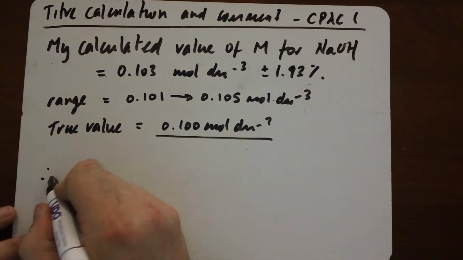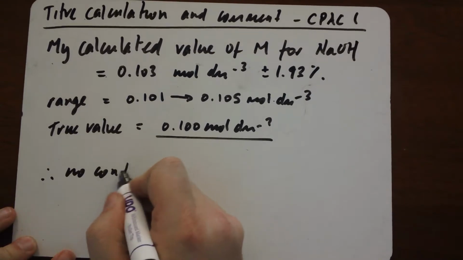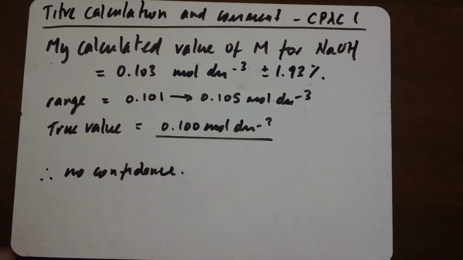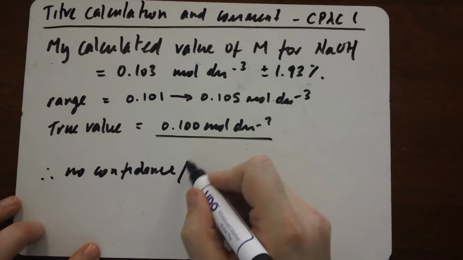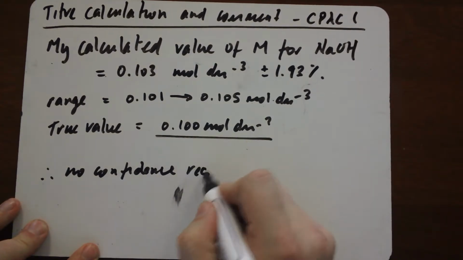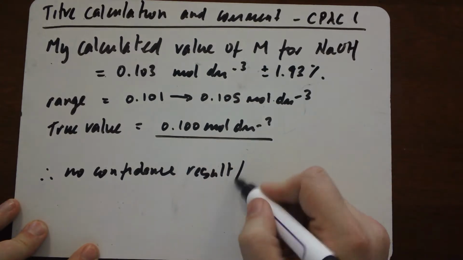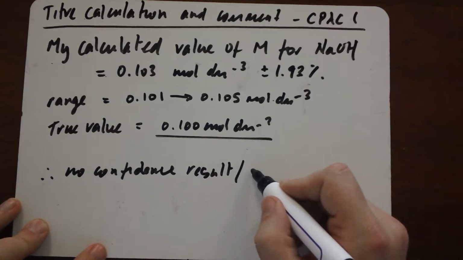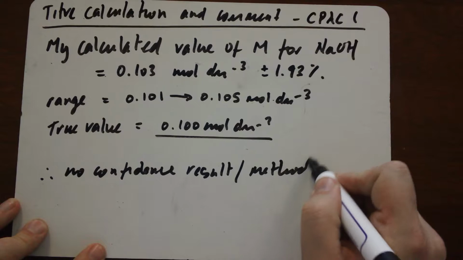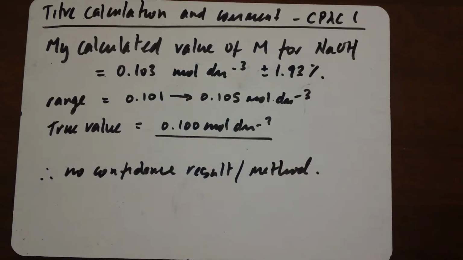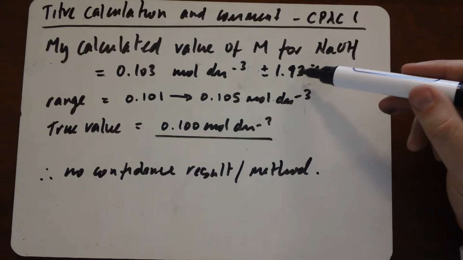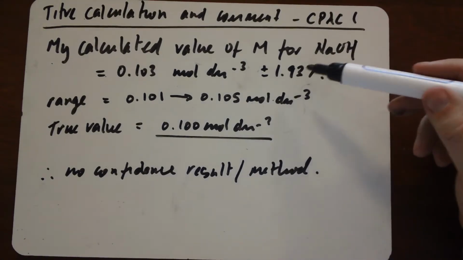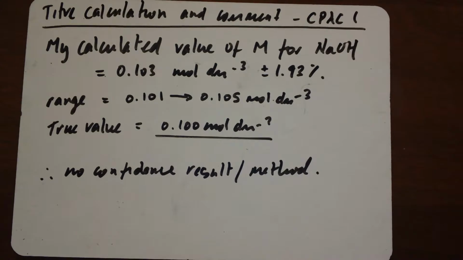So this means I have no confidence in my result, or I have no confidence in the method. So what I would then do is go back, look over the method and look at ways of reducing this percentage uncertainty, and the best way to do that is to increase the amounts of substance used.